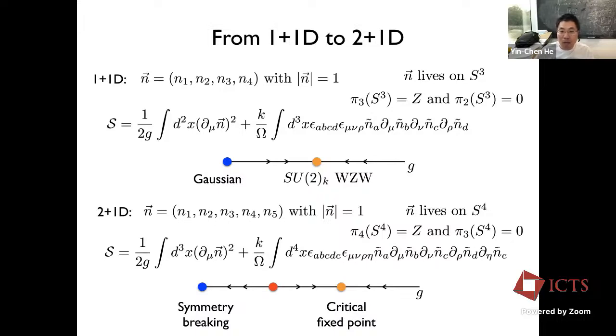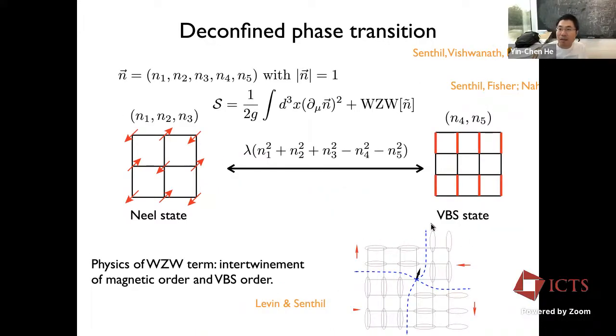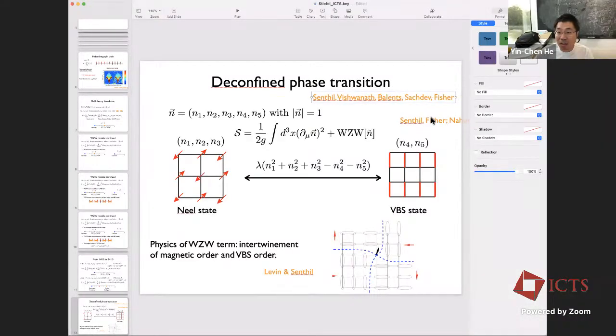Okay, so we can ask, what is the conformal fixed point that I discussed in this SO(5) nonlinear sigma model? It indeed is a very famous transition called the deconfined phase transition. Somehow I think my slides are not shown properly. Let me see. Oh, no. Okay, yeah, somehow it's my fault.